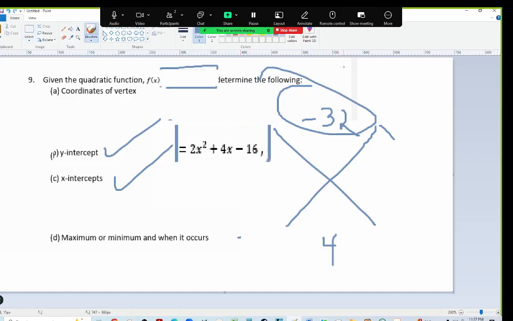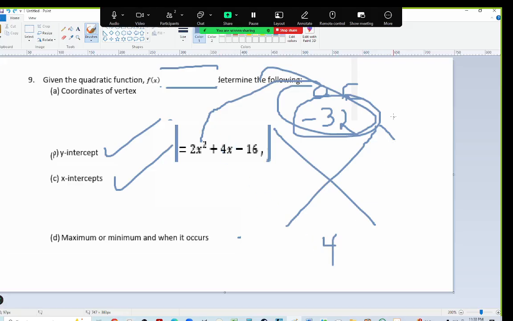What do I always put at the top here? What letters? 2 and 16. Yeah, it's A and C. A represents this number, C represents this number. 2 times -16 is -32. B is always this number, B.